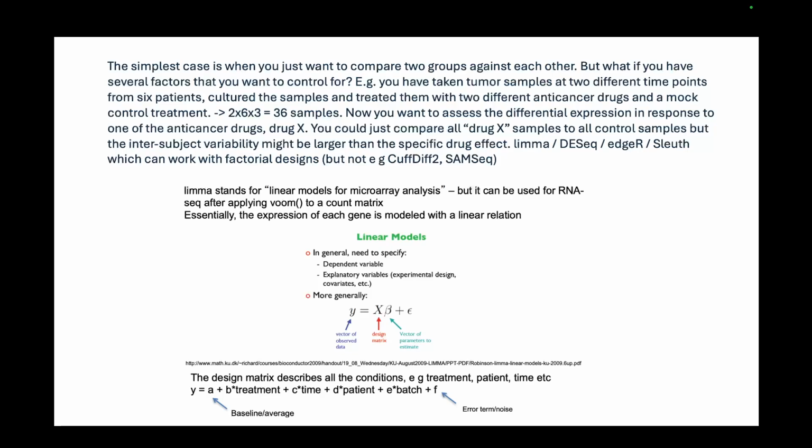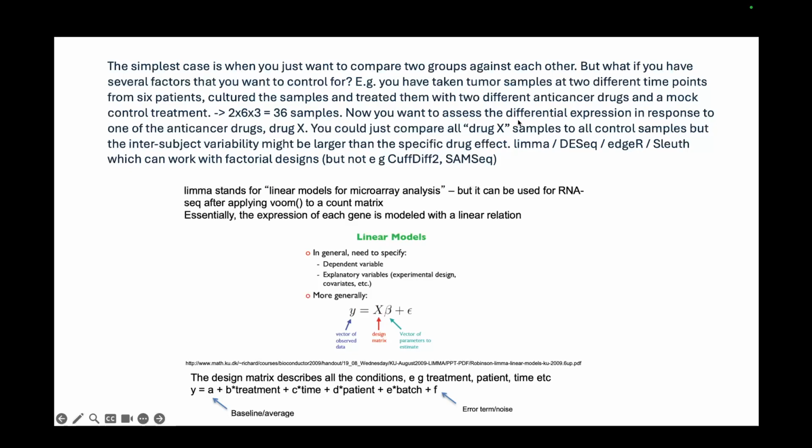Say, for example, you have taken tumor samples at two different time points from 6 patients, cultured the samples, and treated them with two different anti-cancer drugs and a mock control treatment. So you have six patients, samples at two time points, and treated with two drugs and a mock control. So three treatments, six patients, two samples each.